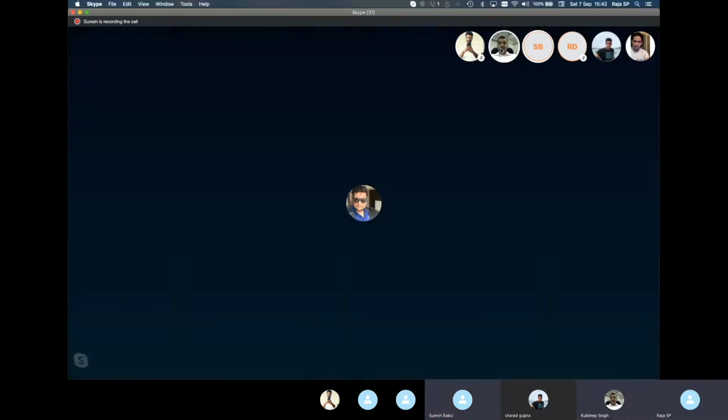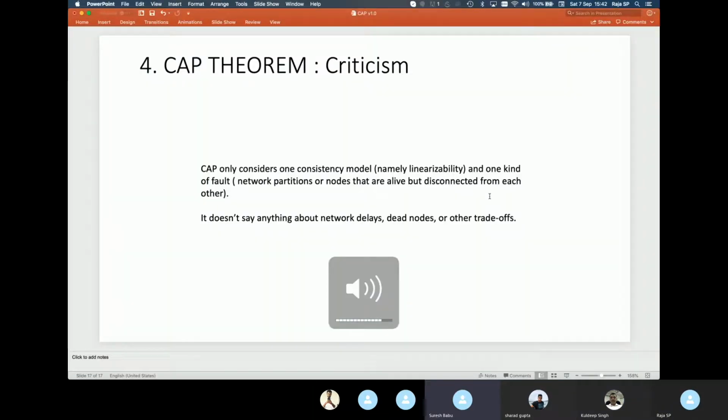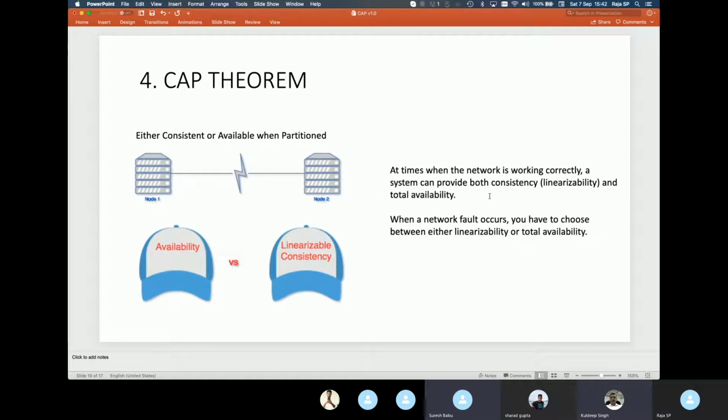Okay, before ending it, I just want to highlight one thing here. Though we have consistency, availability, and partition tolerance, when we are talking about distributed systems, partition tolerance is a must, right? We are not talking about monolithic systems. We are talking about distributed systems. So partition tolerance is a must.